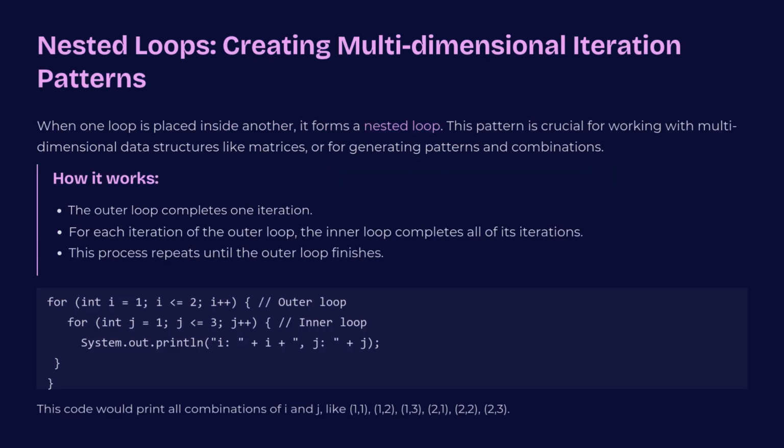Nested loops. Nested loops are loops inside other loops. They're especially useful for working with multi-dimensional data, like matrices or grids. For example, if you use an outer loop for rows and an inner loop for columns, you can generate all combinations of values. This is how we often create patterns or process tables of data. In Java, nested loops follow the same structure as normal loops, but the inner loop completes all its iterations for each single iteration of the outer loop.